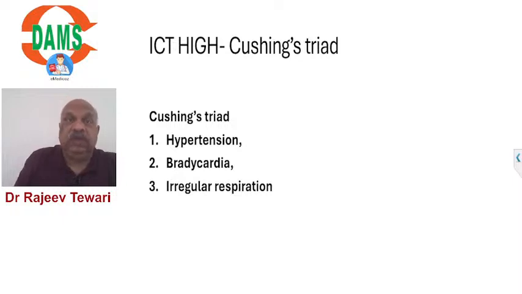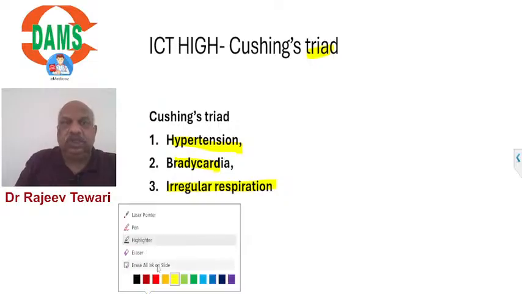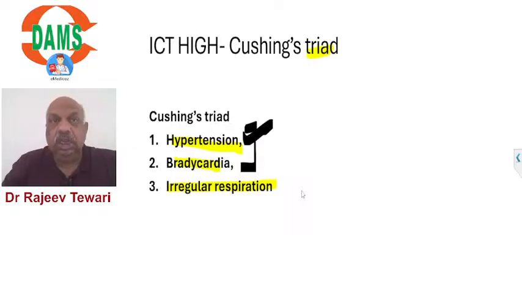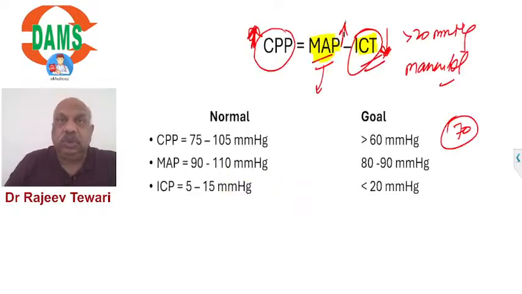So what is Cushing reflex? Hypertension, bradycardia. This is triad, where is irregular respiration. So these three is called Cushing triad. Only these two are called Cushing reflex. And the reason for hypertension, as we have understood, the nature, why it does this? To keep the mean arterial pressure high so that we have high CPP.